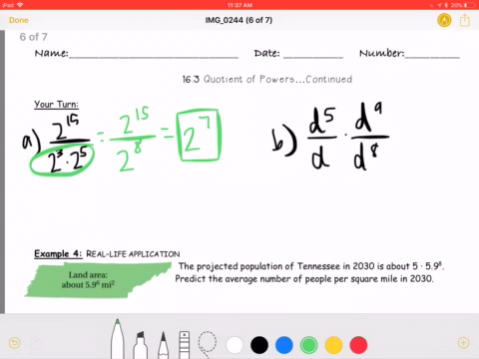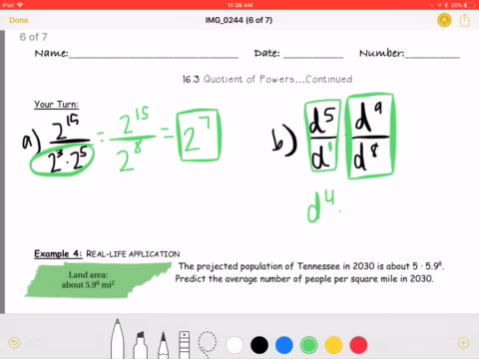Part B, same thing as like example 3 on the front. Maybe you look back and saw what we did there. You could break it up into these two terms. They're being divided, so let's subtract the powers. Remember, a variable that stands alone really has a 1. So 5 minus 1 gives us 4. And then 9 minus 8 gives us 1.